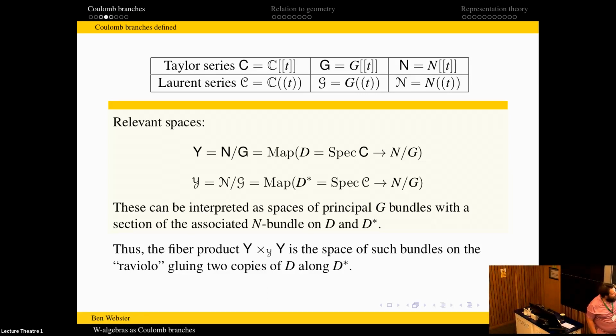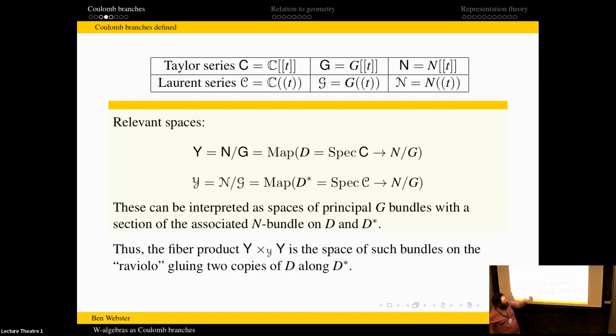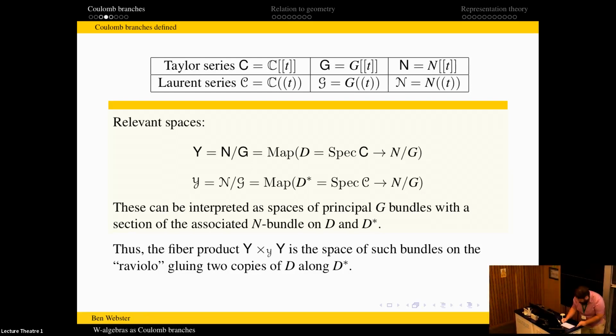And the thing I really want to look at is the fiber product of two copies of the disk along the map for the punctured disk. So the way I should think about this is I have two disks, and then I look at the space away from the origin in these, and I glue them together everywhere except for the origin.